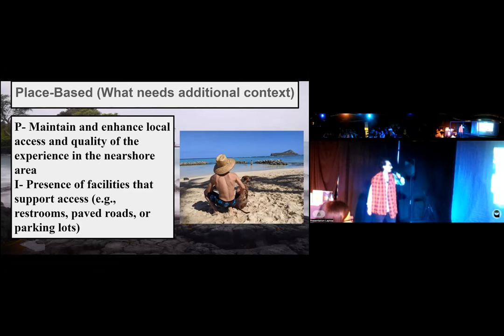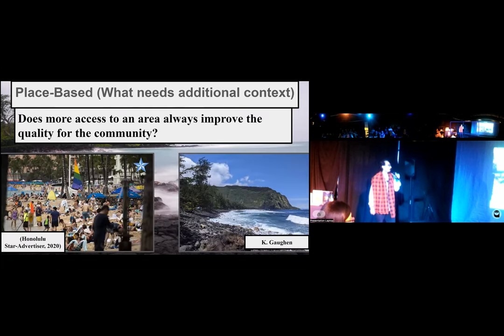And for place-based context, an example here: the principle is to maintain and enhance local access to the quality and experience in the nearshore area, indicated by the presence of facilities that support access, things like restrooms, paved roads, or parking lots. But really, does more access always improve the state of quality for the people that use that area? On the left here, we have Waikiki. On the right, Waipio Valley. If you ask the community members here, they're probably going to have entirely different views on whether they want more roads, more bathrooms, things like that. Really speaking to the need to go back to the actual area these are being implemented in and gather the context ahead of time to understand what these indicators are telling you.